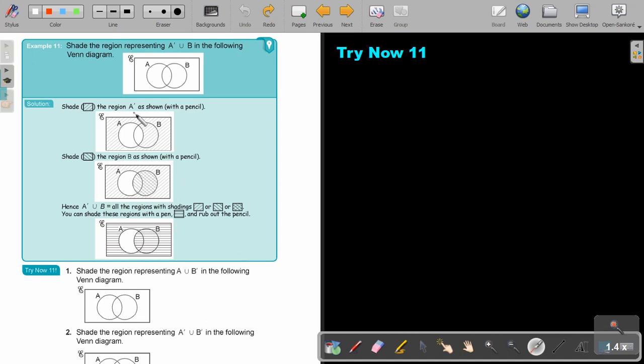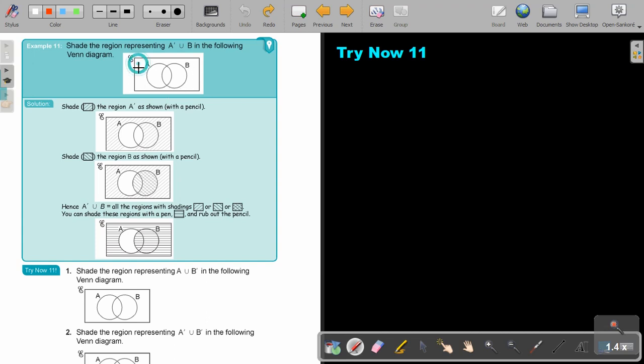So, shade the region A as shown. So, there's A, so it's all the things that are not in A. Okay? And then what is B? That is just that one. Can you see? So, the set of B is just going to be that one. But if I'm going to go for all of them, then remember this is union, then it's just going to be this. But I want to show you another method also, which I didn't show in the book, but which is also going to help you.